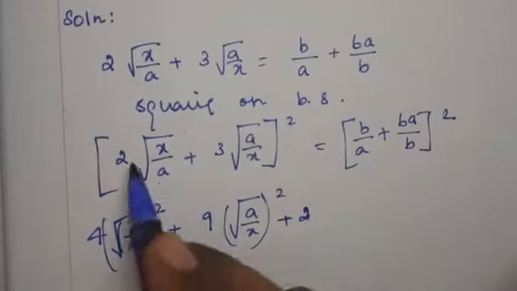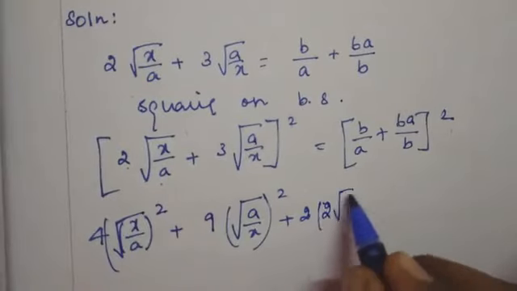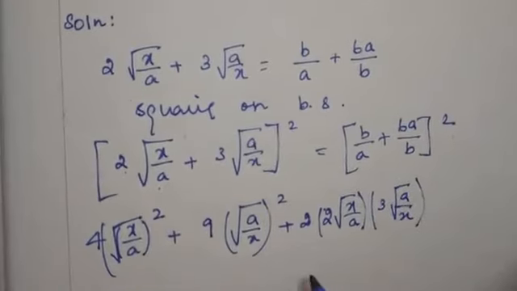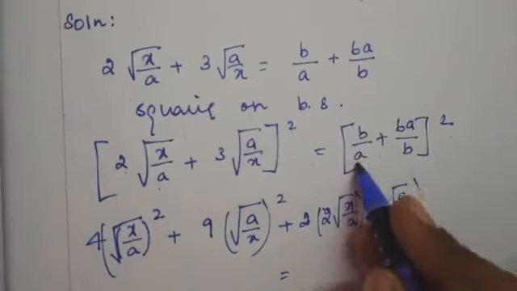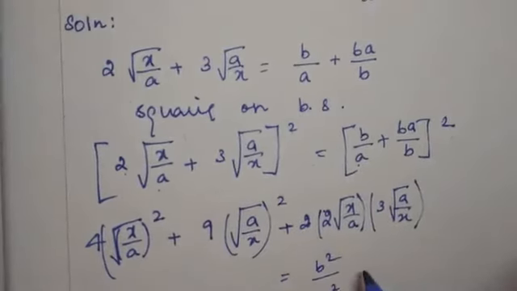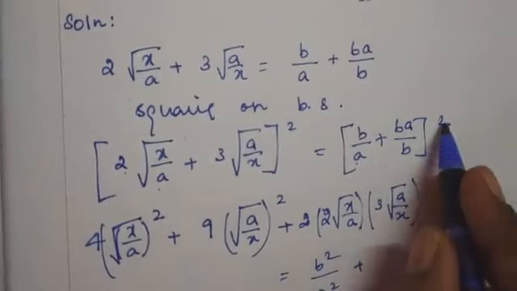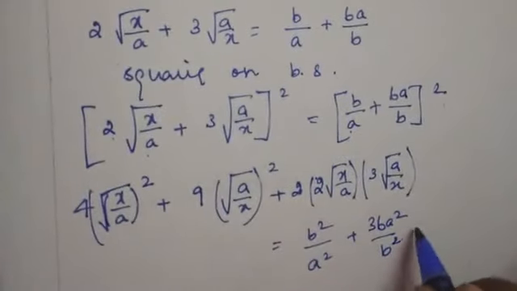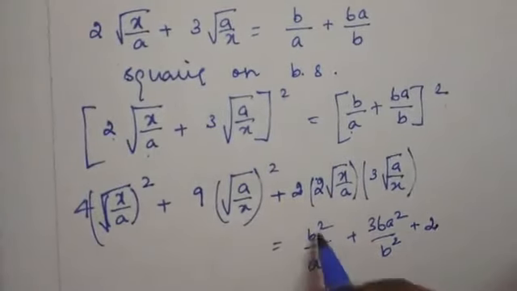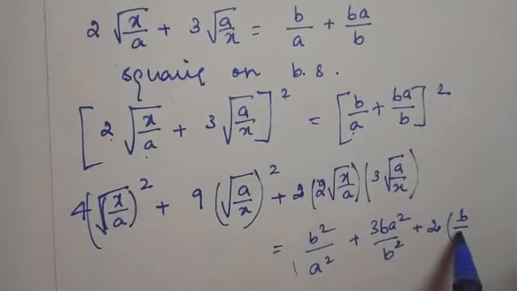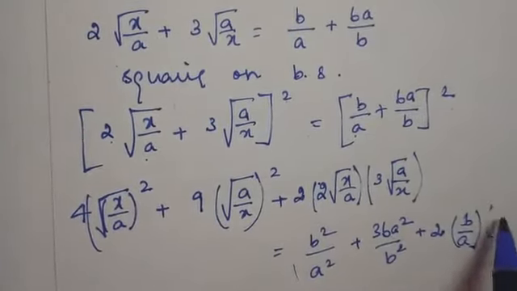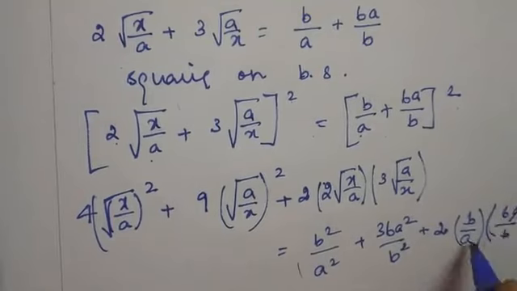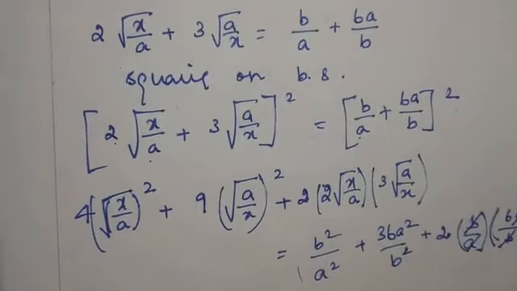So 2 into a value was again 2 into root of x by a into 3 into root of a by x, which is equal to, here also b by a the whole square is b square by a square plus 6a by b the whole square is 36a square by b square plus 2 into ab. A value was b by a. B value is 6a by b. So a cancel, b is also cancel.